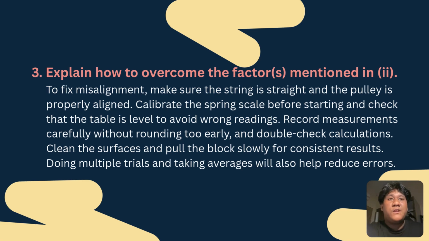And now I will be explaining how to overcome the factors mentioned in the previous slide. To fix misalignment, make sure the string is straight and the pulley is properly aligned. Calibrate the spring scale before starting and check that the table is level to avoid wrong readings. Record measurements carefully without rounding too early, and double check calculations. Clean the surfaces and pull the block slowly for consistent results. Doing multiple trials and taking the average will also help to reduce errors.